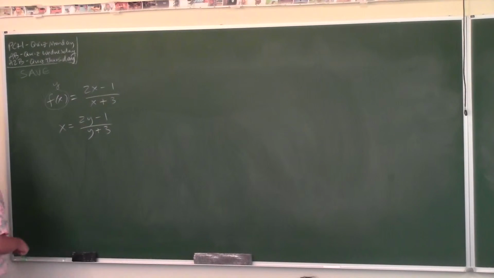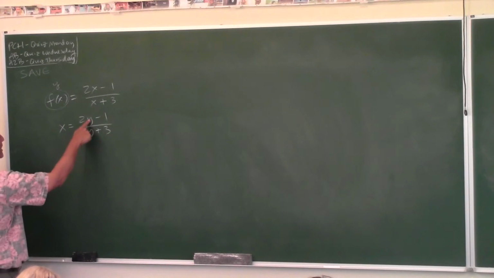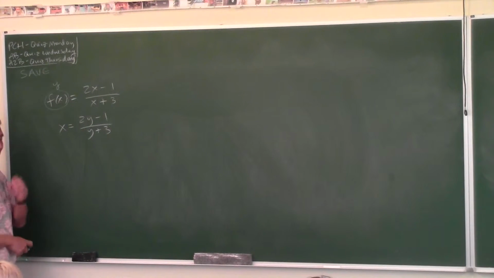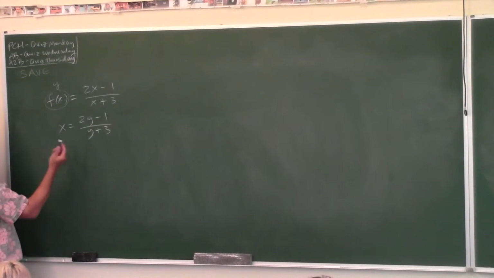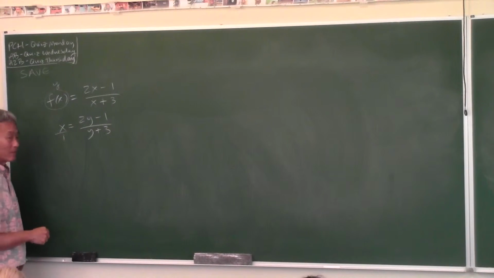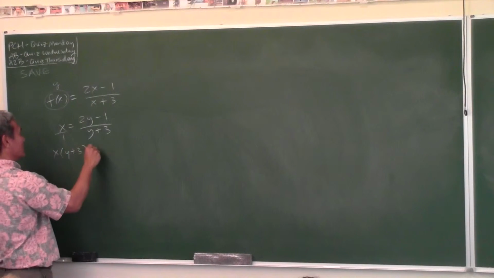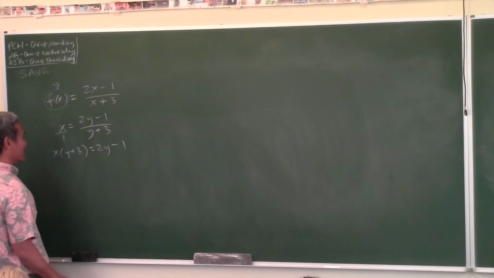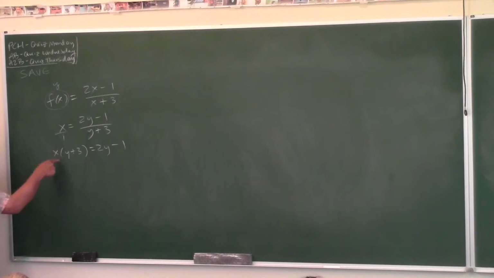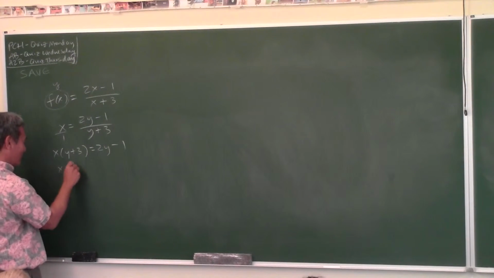But this is why the other class had a difficult time. How do you solve for y? Because I see a y here and a y there. What do you do? Multiply by the denominator. Okay, so in other words, cross multiply. Multiply both sides by y plus 3. So you're going to get x times y plus 3 is equal to 2y minus 1, right? Distribute the x, so xy plus 3x.